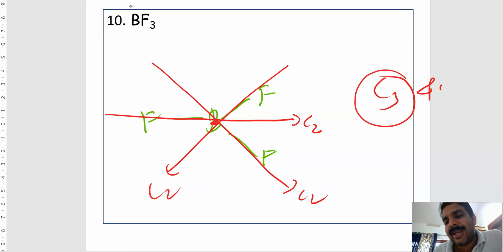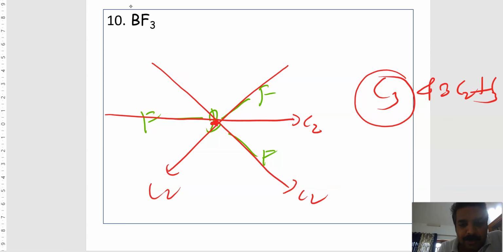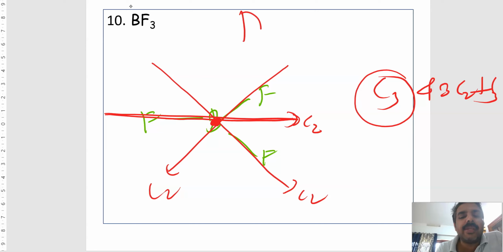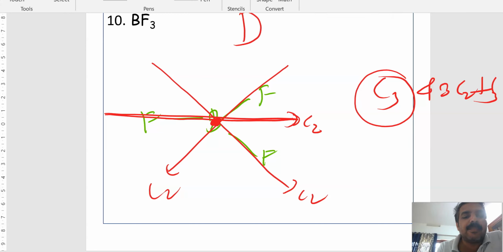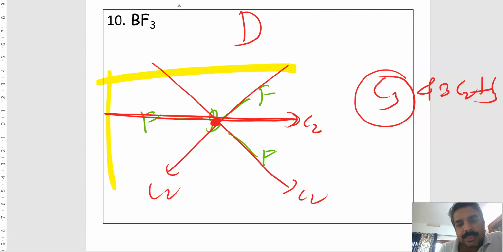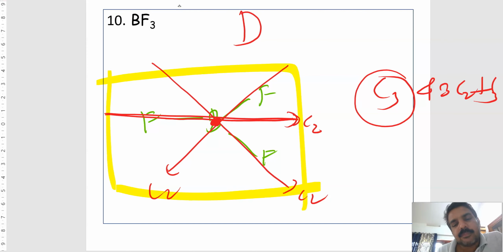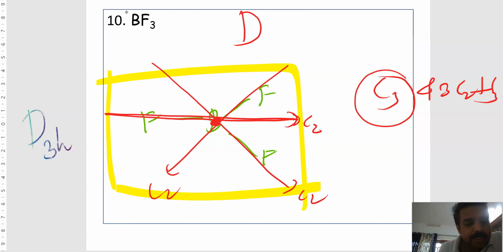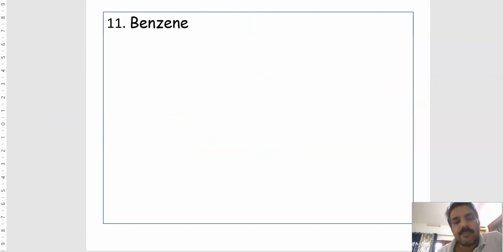So C3 and 3 C2s perpendicular to C3. The C3 axis passes through the center of this boron and perpendicular to this plane, and there are 3 C2s perpendicular to the C3. So the category belongs to D. Then look for a sigma h plane. This is a sigma h plane. So the point group will be D3h. The point group of BF3 molecule is D3h.